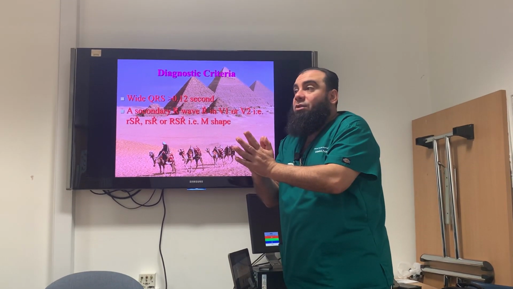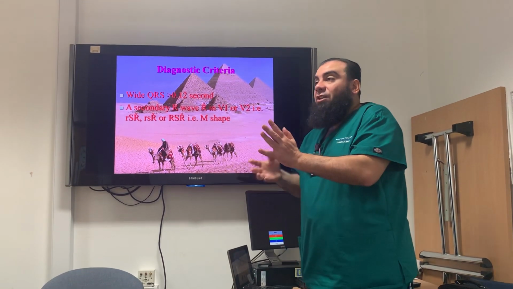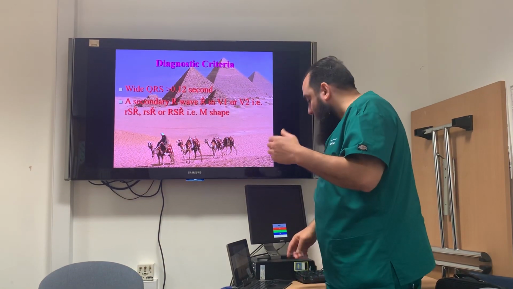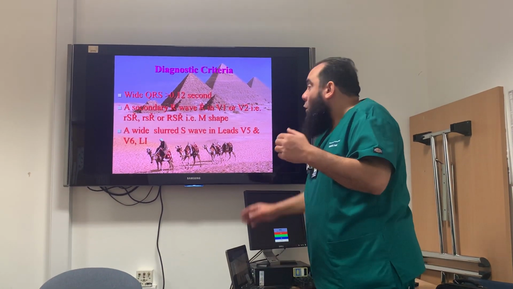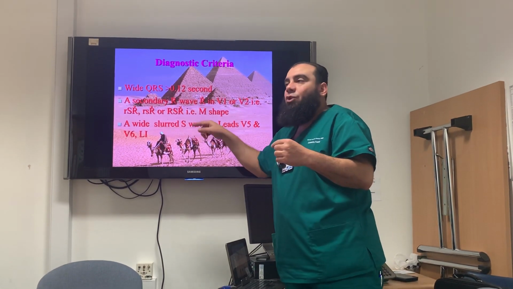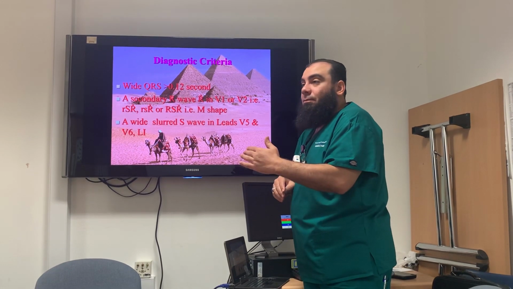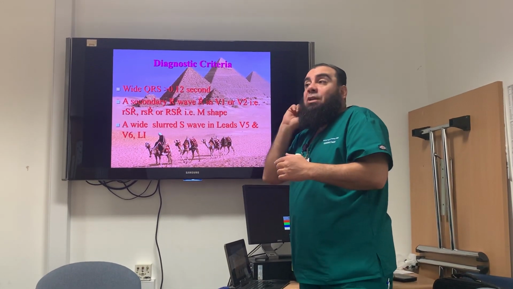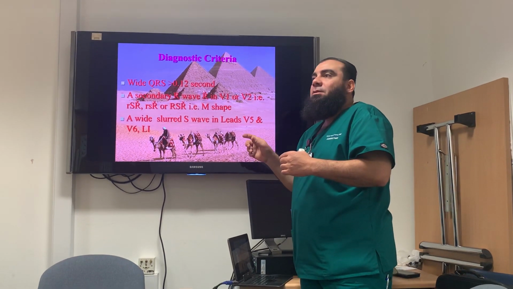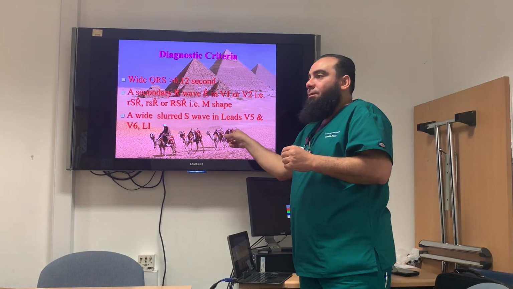Right is the last one to be excited. It is supposed to be activated initially with the left, but that is not happening, so it takes time. So what will happen? A wide slurred S wave in lead 3, 5, 6, lead 1 and AVL, the lateral leads. So the main widening of the complex is obviously the right ventricular part, which is the S wave in these leads.